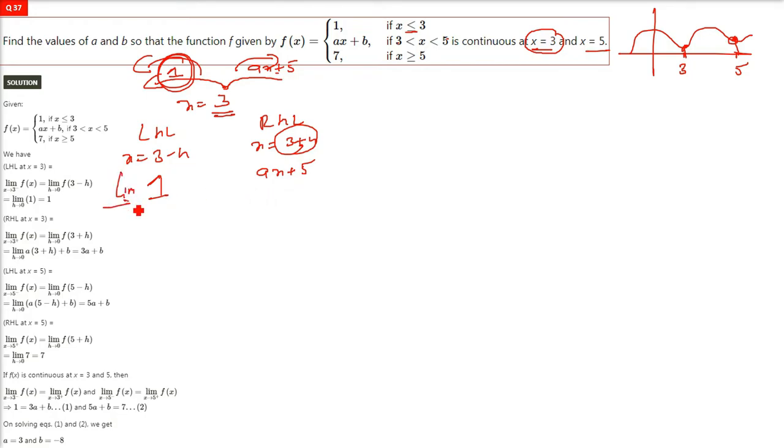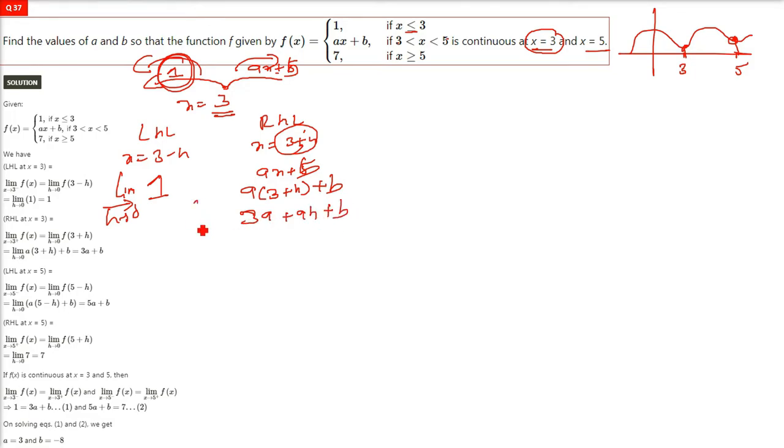No, it is ax plus b. Oh, slight mistake here. I am correcting it. It is ax plus b. Please remember, we are putting x equals 3 plus h in place of x. But this is not ax plus 5, it is ax plus b. So there is a slight correction. I hope you will note that. Okay, now this a, you can multiply: 3a plus ah plus b.